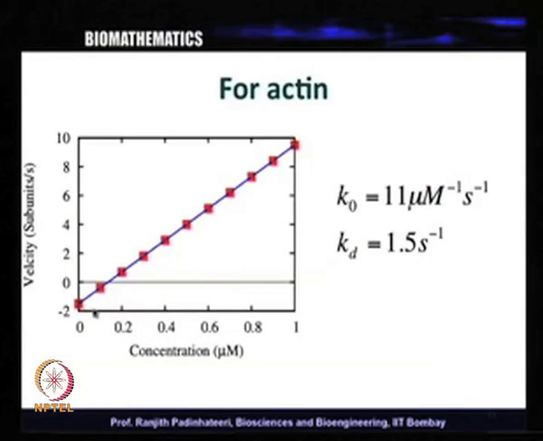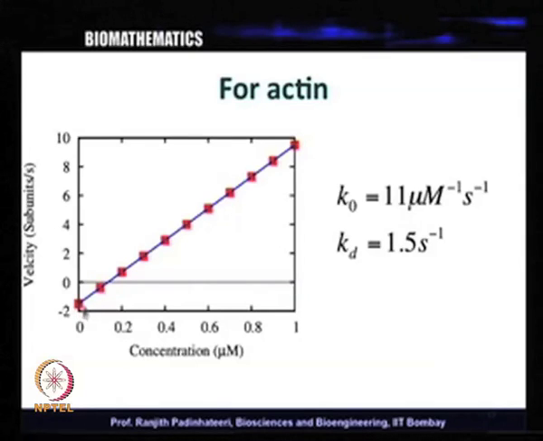So, it turns out that the point at which this line hits the y-axis, called the y-intercept, kd, turns out to be 1.5 per second, and k0, which is the slope of this line, is 11 per second, 11 micromolar per second. So, now you can easily look at this.